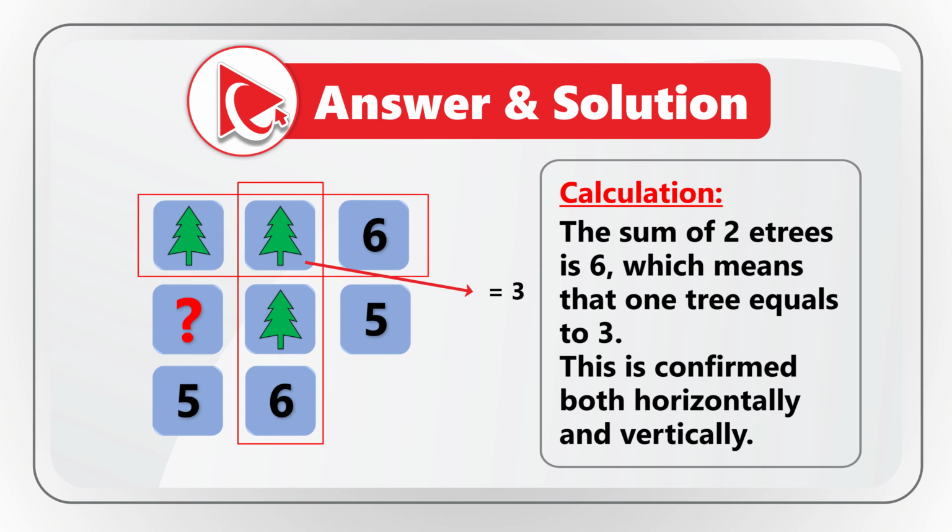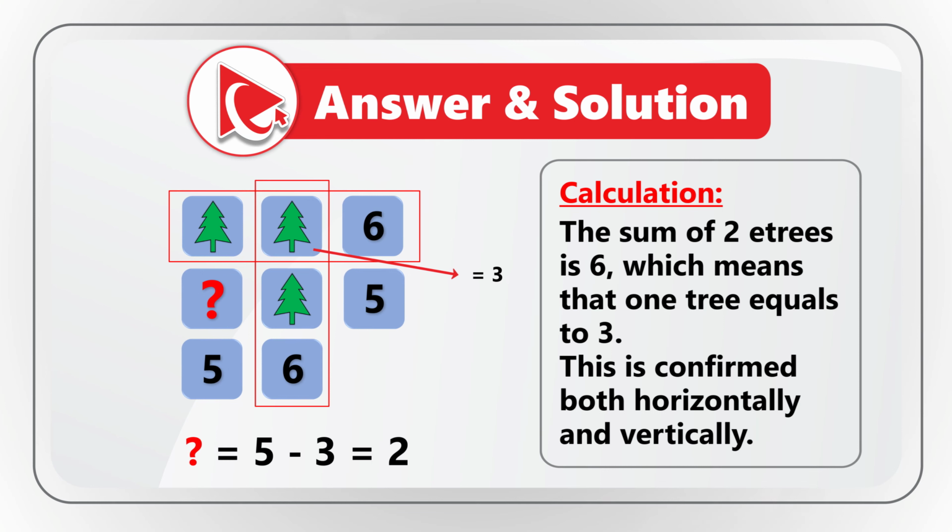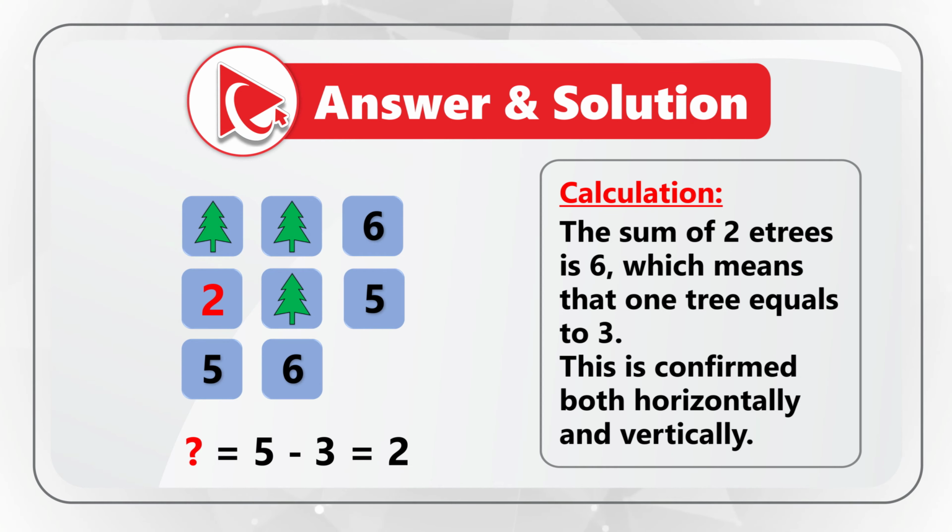Now we can calculate the missing number, which would be the result of 5 minus 3, which would be equal to 2. So the correct answer here is choice A, 2.